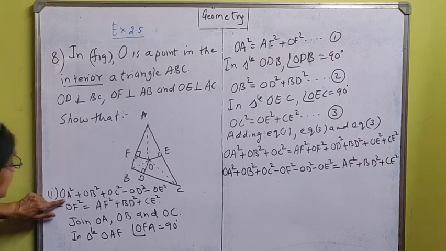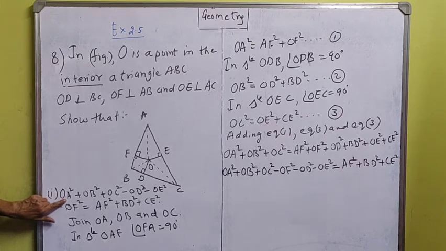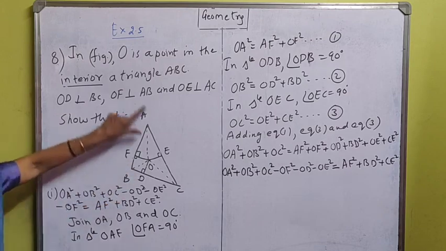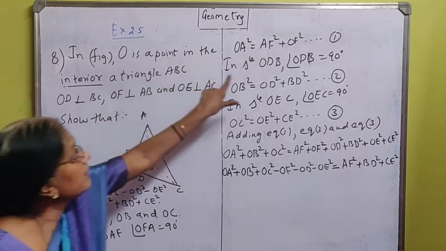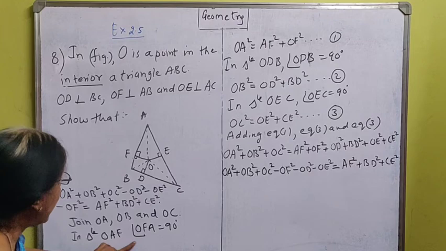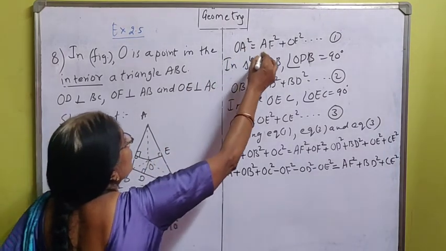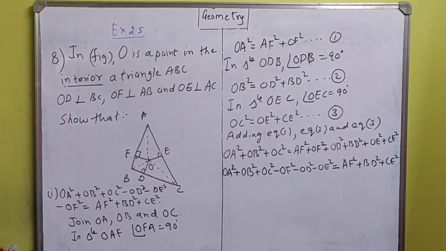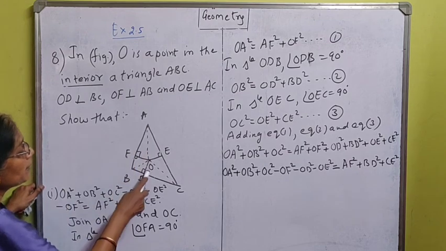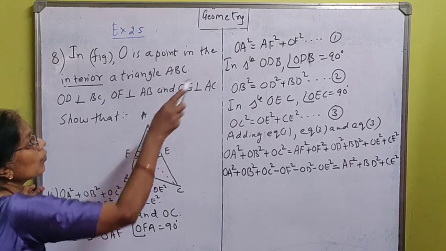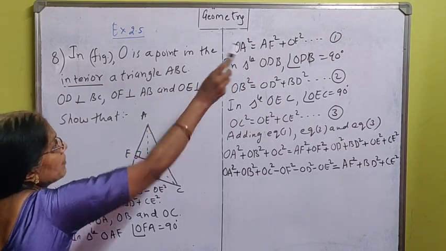So OA is there, you can see OA square is there over here. Then OF is there and AF is there. So which triangle? OAF. So in triangle OAF, angle OFA is 90 degrees. So what will we get? OA square is equal to AF square plus OF square. That is what we will get here, that is equation 1. OA is the hypotenuse. So OA square is AF square plus OF square.